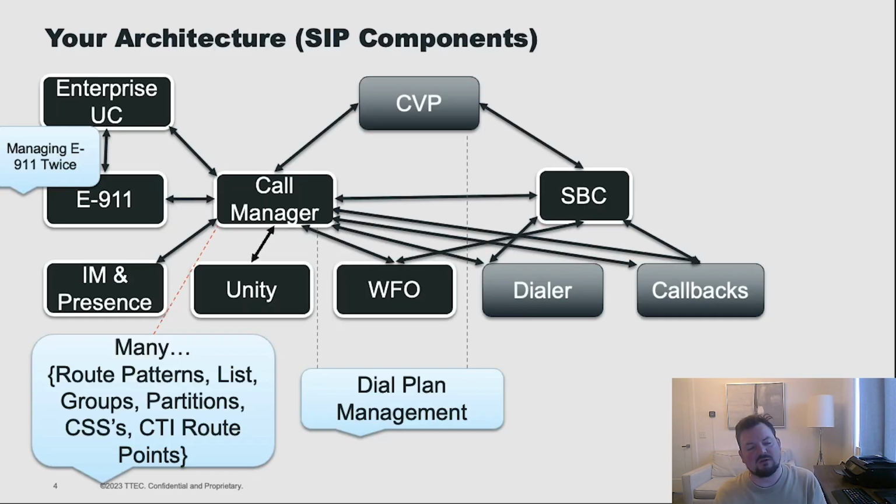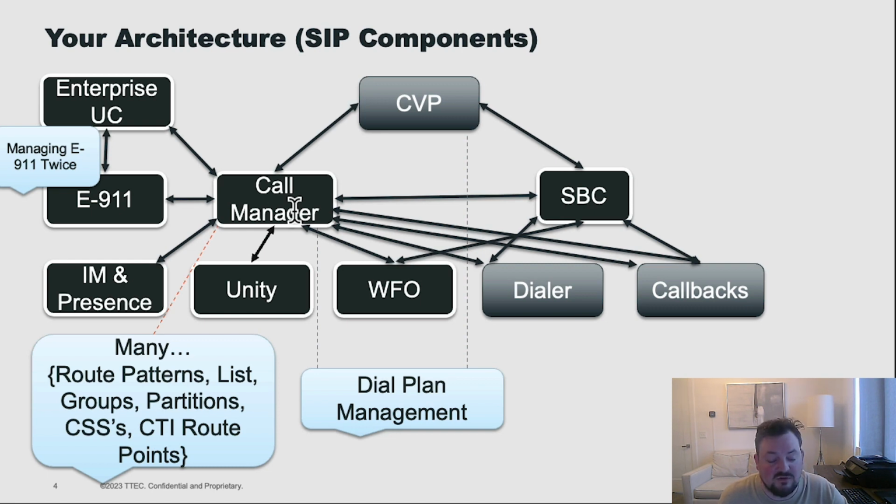So let's take a quick look at what I suspect your architecture looks like today. Some key points here. You have your SBC sitting out here on the edge. That probably talks to CVP. It can also talk to your call manager. That could be dialer related. But you've got SIP trunks across the board here. Your call manager is interconnected with your enterprise UC.